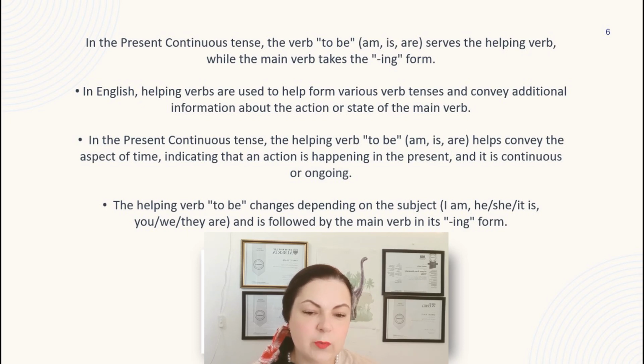The helping verb to be changes depending on the subject. I am. He, she, it is. You, we, they are. And this verb to be is followed by the main verb in its ing form.